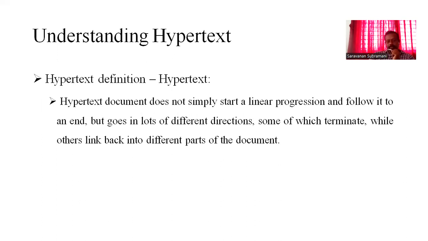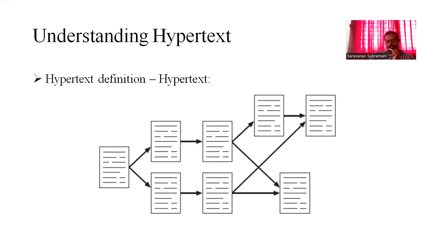So the hypertext document does not simply start with a linear progression and follow it to the end in a simple manner. But it goes in lots of different directions, some of which continue onward, while other links go back into different parts of the document. There are so many happenings available here. This is the structure of hypertext. So it has proper links and proper movements available.